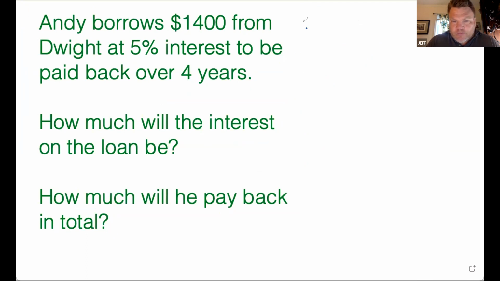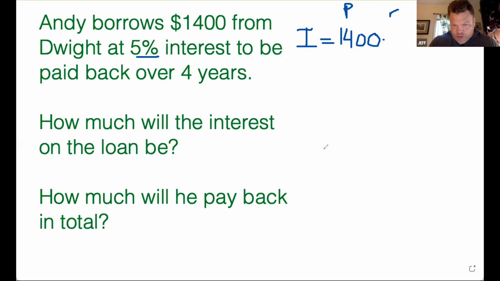So here we go. I is interest. That's what we're trying to figure out. The cost of the loan. PRT. P is the money. So we just plug in how much money moves. Times the rate. And the rate is the percentage.